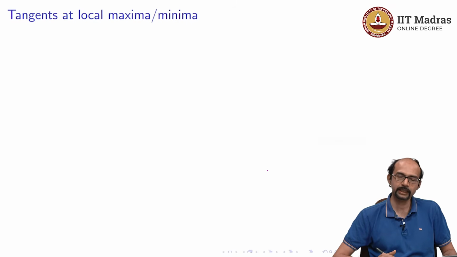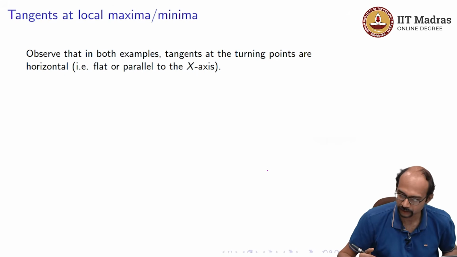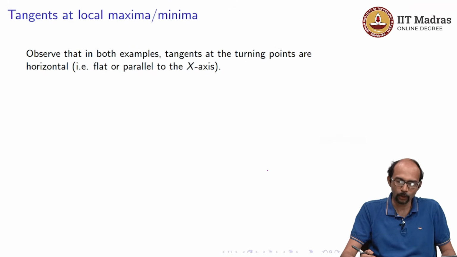Okay. So, one way that we can think about to find them is to look at the tangent. We have been studying tangents for a while now, and this is another application of tangents. Let us hold on to that idea for a minute. Observe that in both examples tangents at the turning points are horizontal. So, they are flat or parallel to the x axis, right.